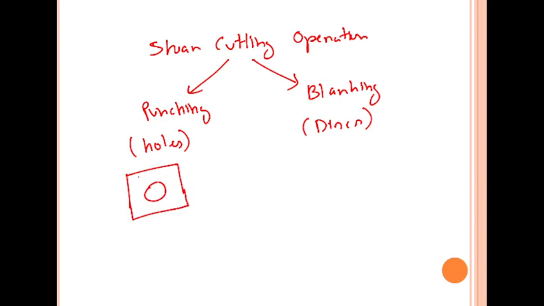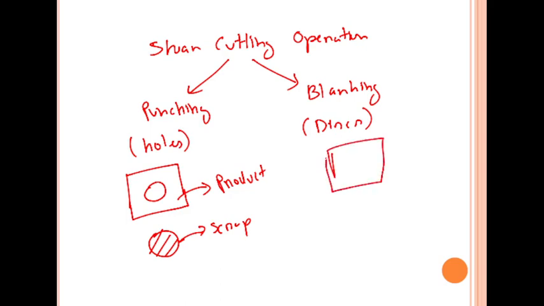Here the disc that will be punched out from the sheet metal will be the scrap material, and finally the sheet along with the hole that will be produced will be the final product. On the other hand, in case of blanking operation, there will be a sheet metal from which we will punch out a disc. In case of blanking operation, the sheet metal along with the hole will be the scrap material, because it is not the desired product, but the disc which will be produced will be the desired product. This will be the product.